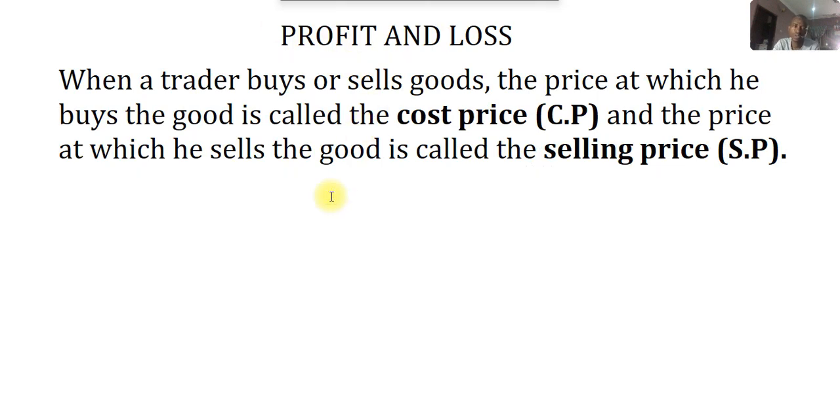So as you have on your screen, when a trader buys or sells goods, probably buys beans, rice, or whatever, or you buy a phone, the price at which the person buys the good is called the cost price, while the price at which he sells that particular good is called the selling price.